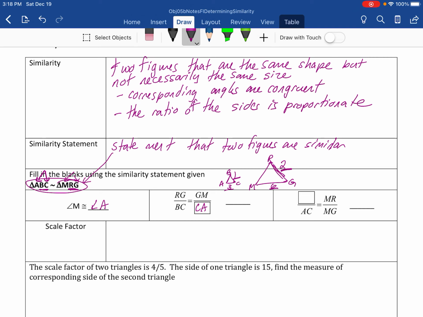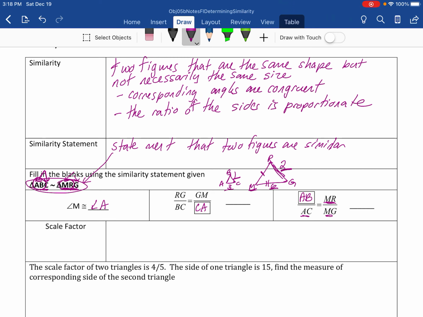And then lastly, you have MR, first letter, last letter, this side right here, and then we have MG, this side here, is equal to, well, what side corresponds? MG corresponds to AC, so what side does MR correspond to in the other? Well, that's first letter, second letter, so it's going to correspond to AB.